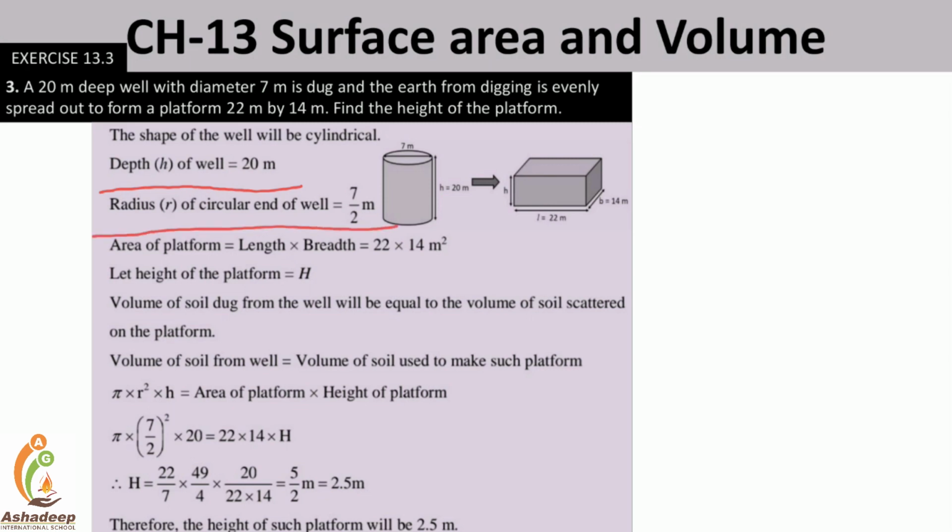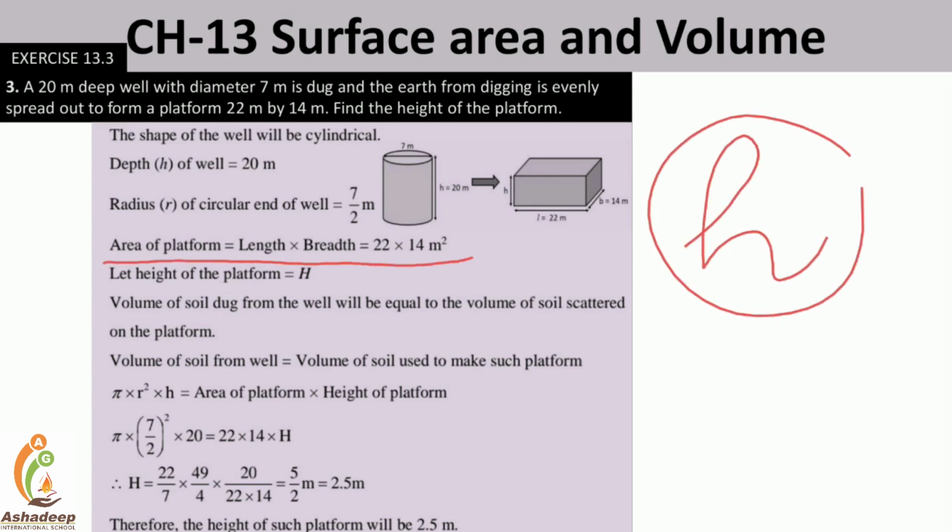Now the area of the platform, why is the area of the platform given? See here, it is evenly spread to form a platform of 22 by 14. So if it is 22 by 14, this is going to be the L and this is going to be the B, right? Okay, now let's move ahead. So here L into B is given. Now we have to find out the H.